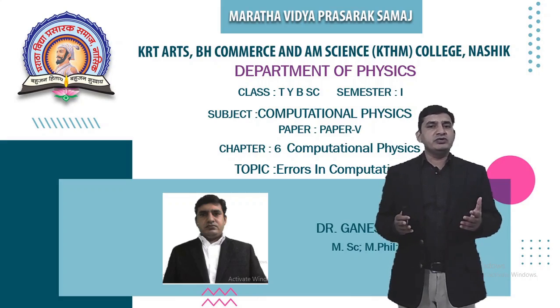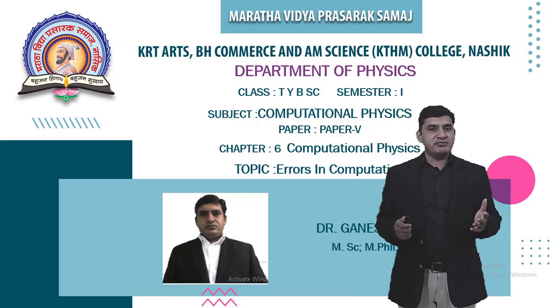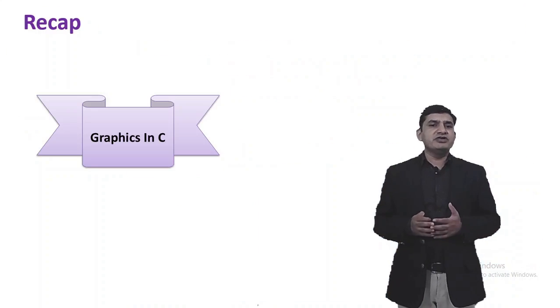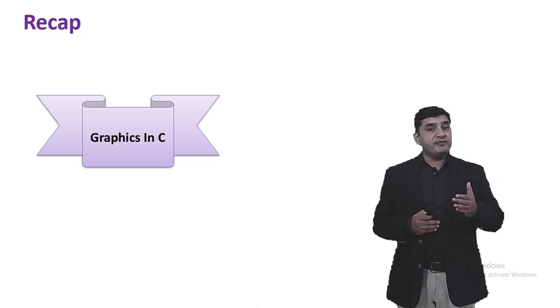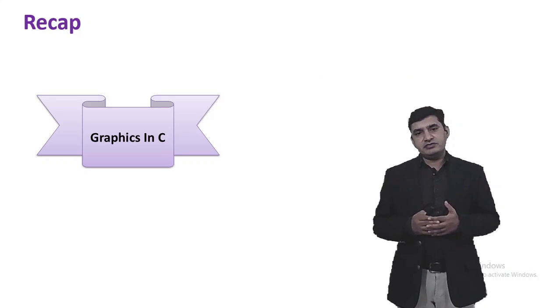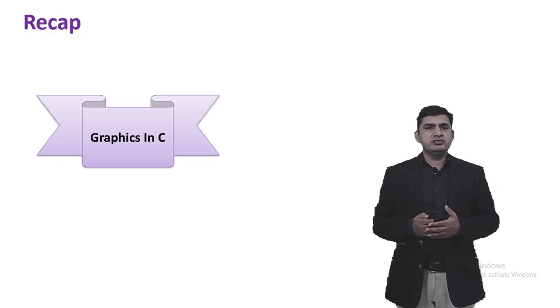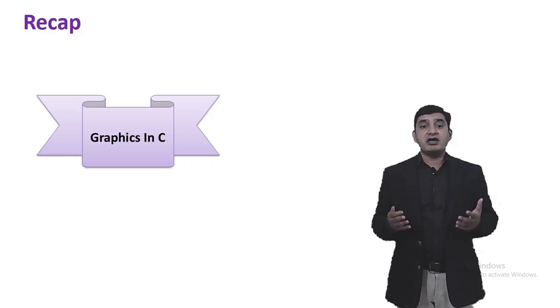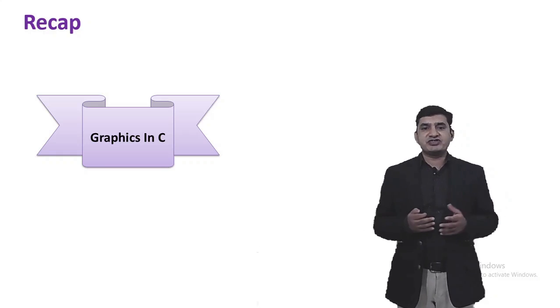Today we are going to discuss error in computational physics. So let's begin. In the previous lecture, we discussed graphics in C, different graphics commands, and different programs, such as a program to draw a line, circle, ellipse, rectangle, bar, arc. Also a program to draw concentric circles at the center of the screen.